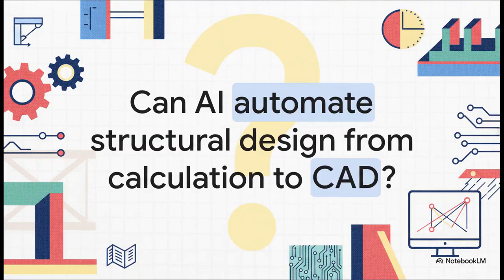So let's just get right to the big question, the elephant in the room. Could an AI really, truly handle the entire structural design process? From that very first flexural calculation all the way to a final, perfectly annotated set of CAD drawings. Now I know, it sounds a little bit like science fiction, but the framework we're about to walk through shows how this is actually becoming a reality.